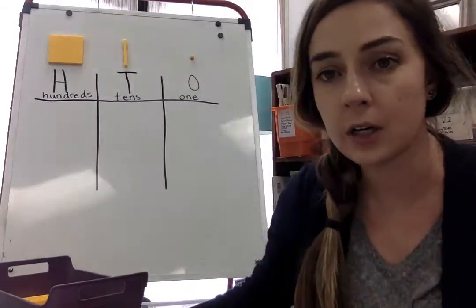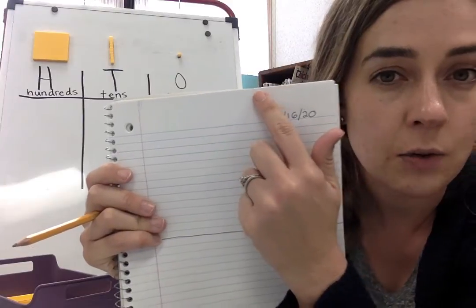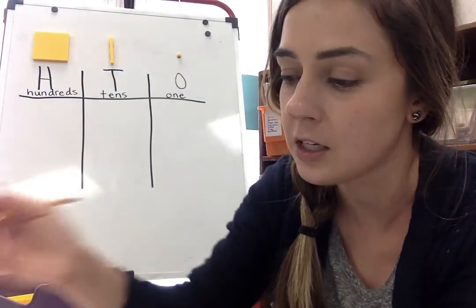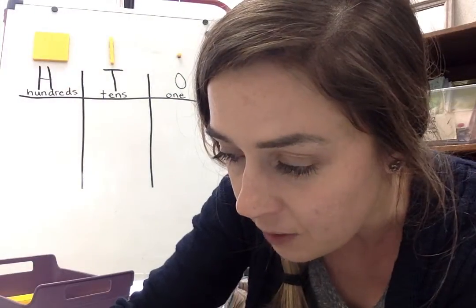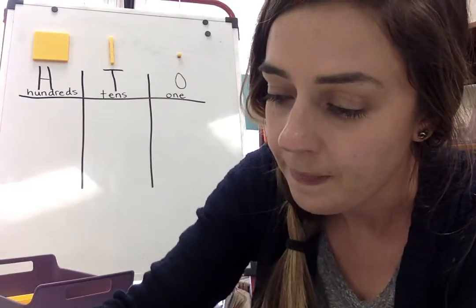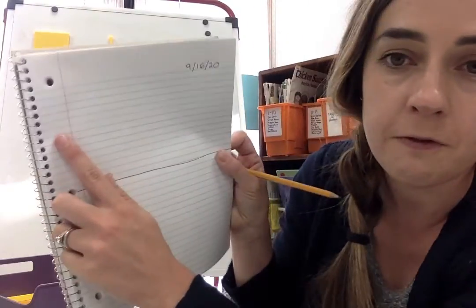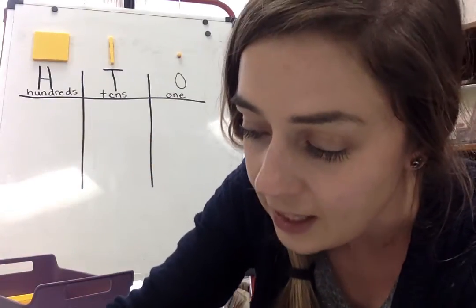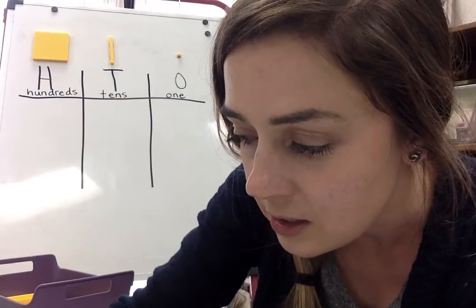So in your notebook, you're going to record something similar. I'm going to use just this small space up here to remind myself that this is what I'm doing. So here's what it's going to look like. I'm going to draw the same thing. I'm going to write H. You know what? Scratch that. I changed my mind. We're going to start on the first line. We're going to write H equals hundreds.